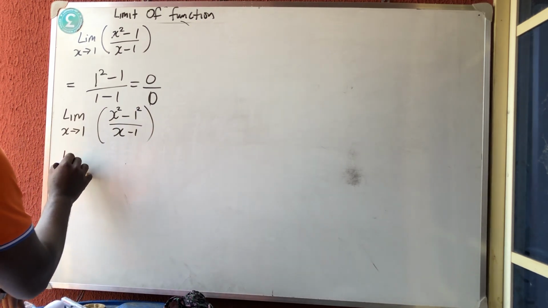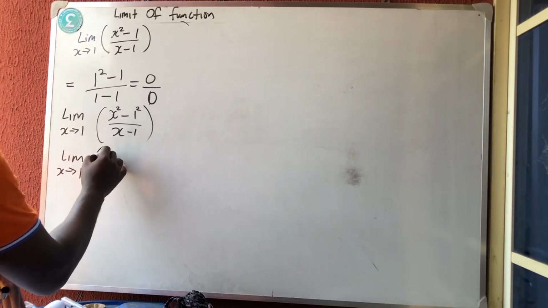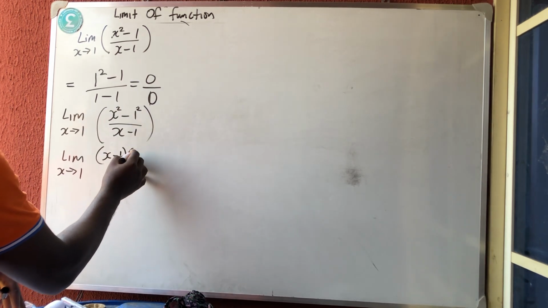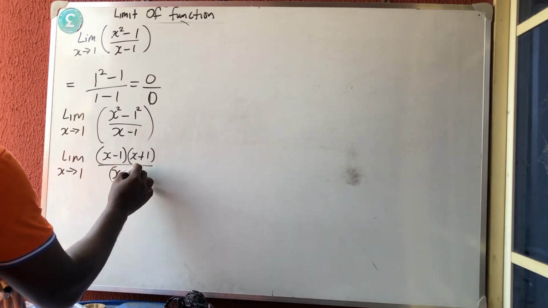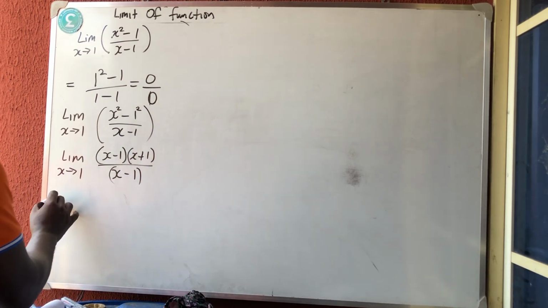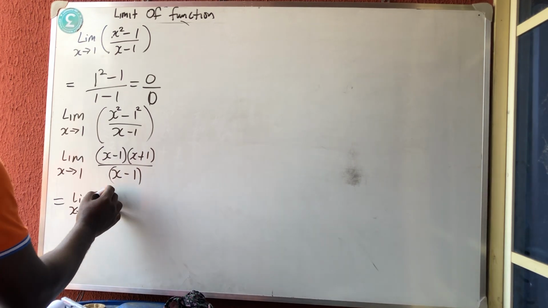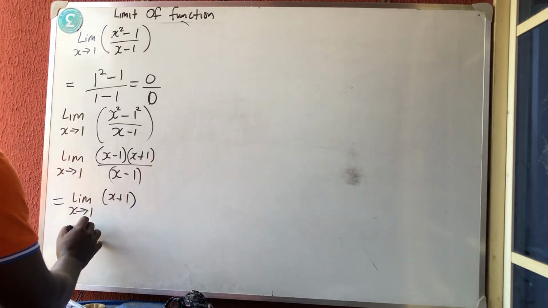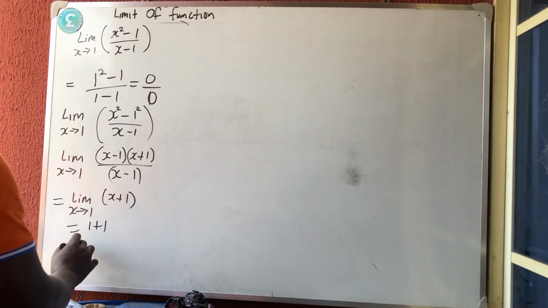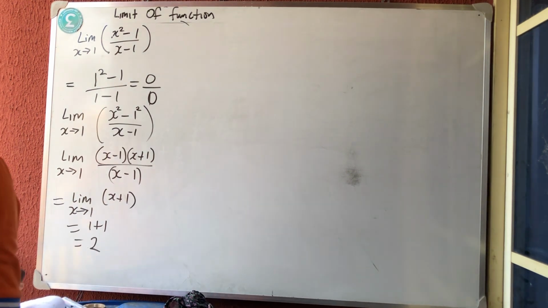So this is the limit of x approaching 1 of the difference of two squares, x minus 1 and x plus 1, all over x minus 1. You see, this will cancel this. So my answer becomes the limit as x approaches 1 of x plus 1. That is what is remaining. So 1 plus 1, which is 2. As simple as that.